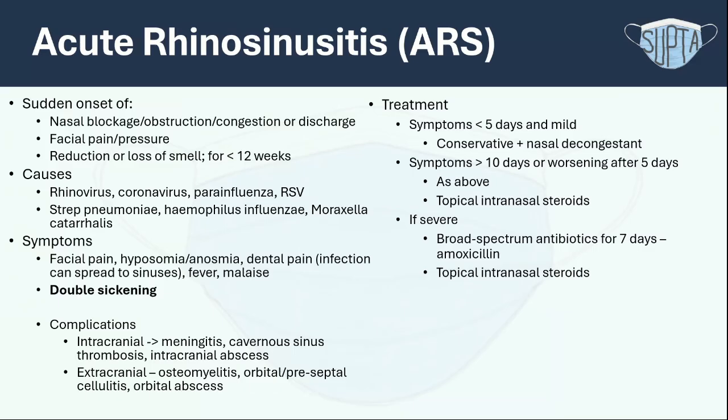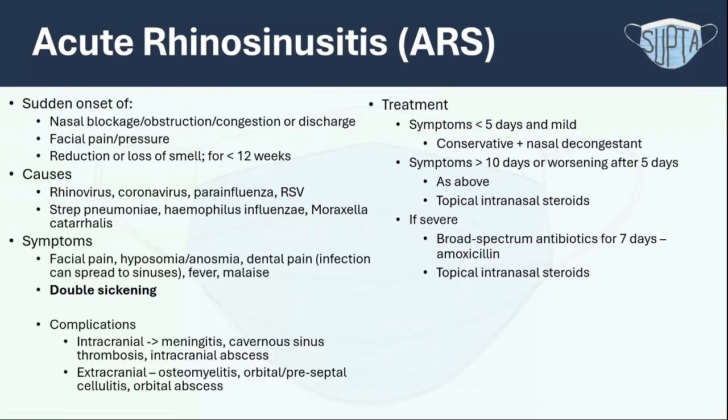And then acute rhinosinusitis is when you have sudden onset of nasal blockage, obstruction, or congestion, facial pain and pressure, a reduction or loss in the sense of smell for less than 2 weeks. So it's a much more acute sort of picture. And the main cause is rhinovirus, coronavirus, influenza, and RSV. But you can also have bacterial causes, which are much the same as the acute otitis media bacterial pathogens.